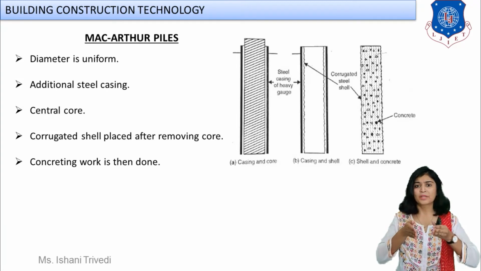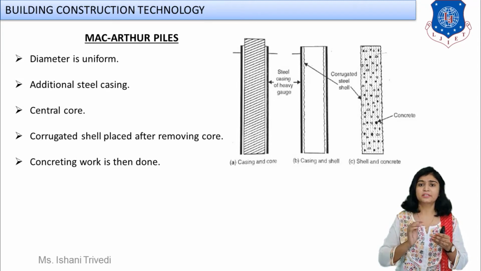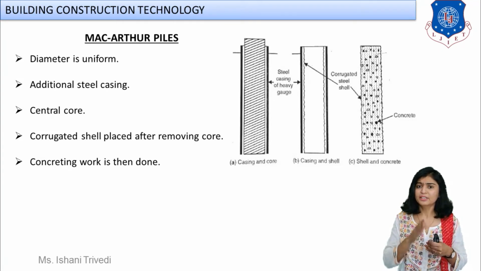So students, this makes your MacArthur piles, in which we will provide additional casing. Once the heavy steel casing is placed inside, then in the second stage, when the core is removed, a thin corrugated steel shell will be placed, and this corrugated steel shell is going to rest permanently in the ground with your pile members, and then the concreting work is done. So this makes your MacArthur piles.